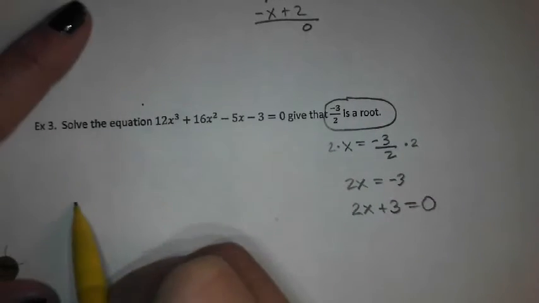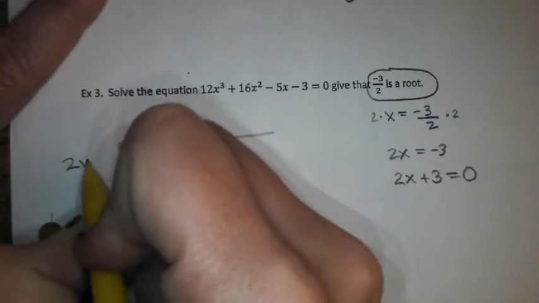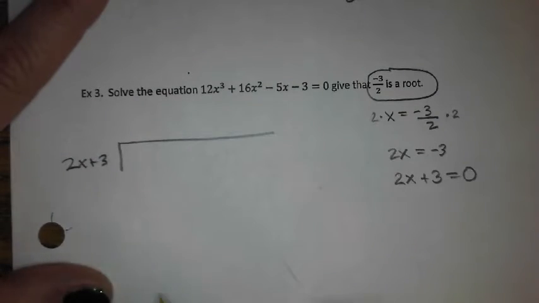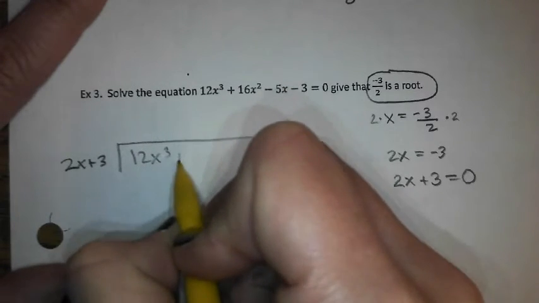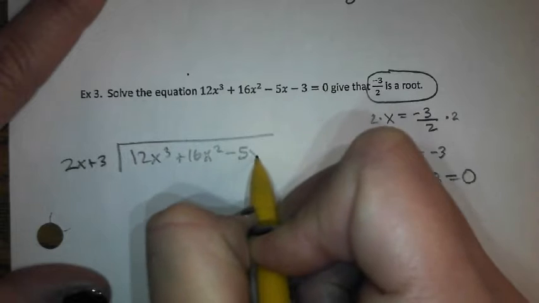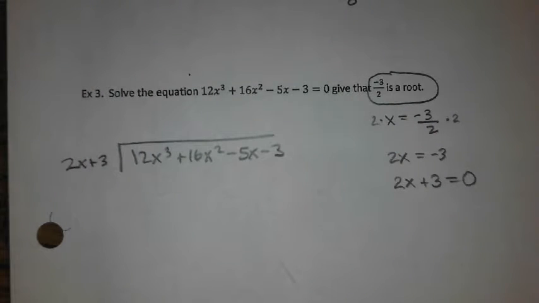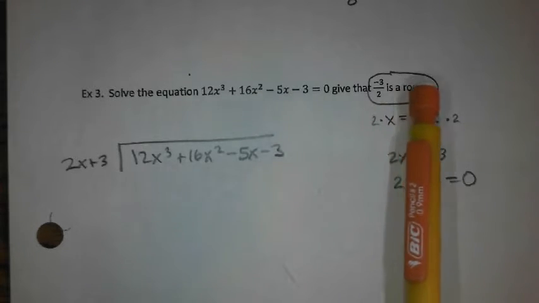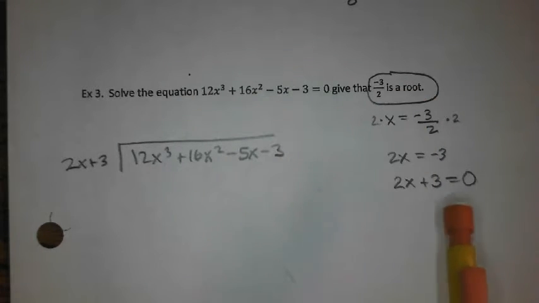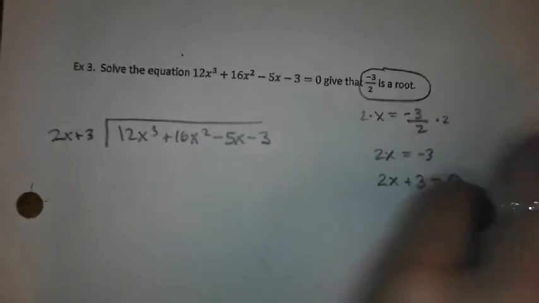So same exact type of question, we're just going to factor out the 2x plus 3, and we're not actually going to go through this problem because other than that it's going to be exactly the same. But I just wanted to review how to get a fractional root to an appropriate factor. Okay, flip over.